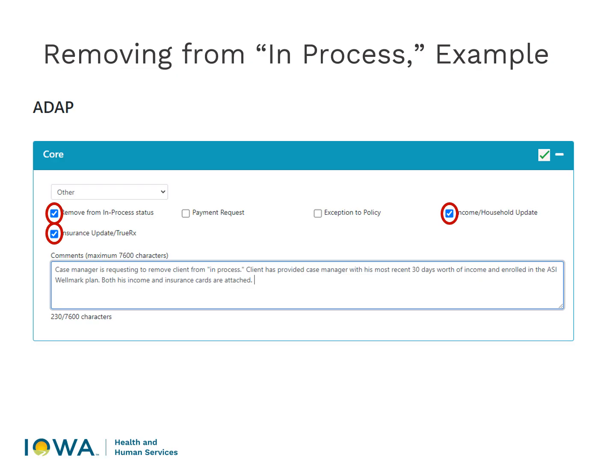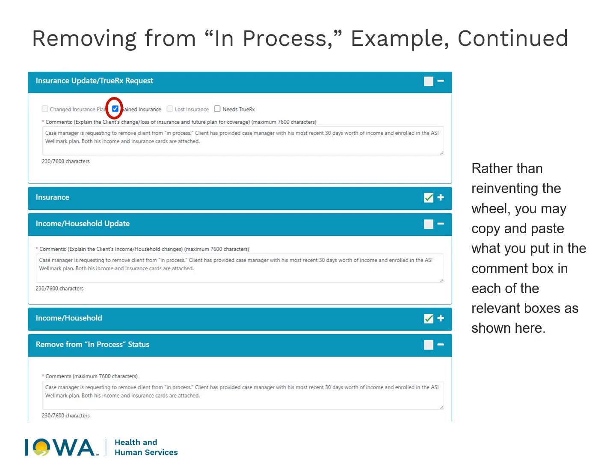Using this example, we're removing a client from in process because they have provided their income and their insurance information. So case manager is requesting to remove client from in process. The client has provided case manager with his most recent 30 days worth of income and enrolled in the ASI Wellmark plan. Both his income and insurance cards are attached. Rather than reinvent the wheel, we encourage you to copy and paste what you put in the comment box in each of the relevant boxes as seen here. So we've simply copied and pasted the income and household update and removed from in process status boxes.